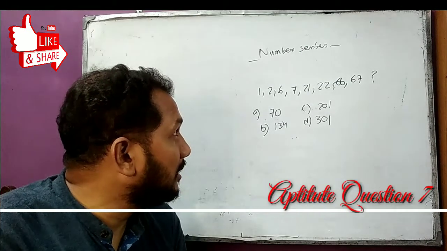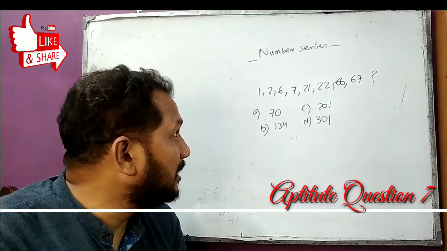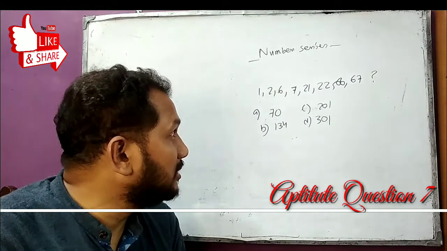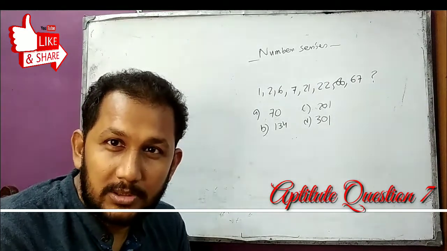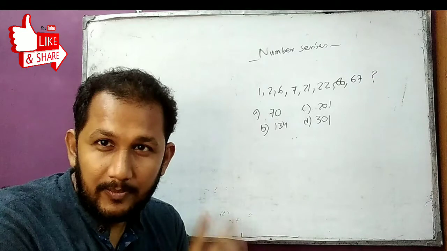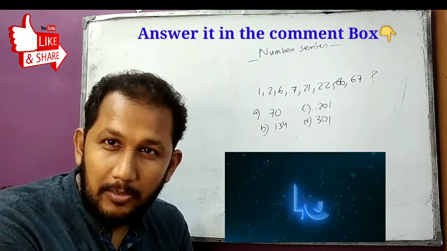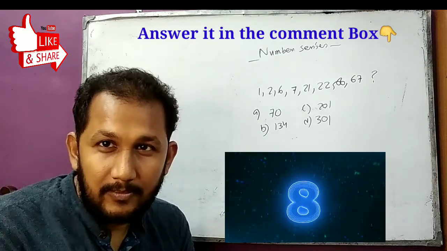1, 2, 6, 7, 21, 22, 66, 67, question mark. Options are 70, 134, 201, 301. There are 4 options. You have to find the correct answer. Now your time starts now. Submit the answer in the comment box within the specified time.